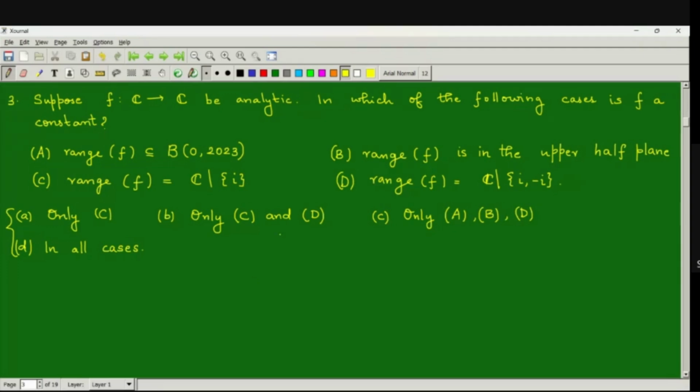So think about this. Recall all the theorems. Only C will be done. So only C. That means range of f will be C minus I. You are talking about the answer. Yes, ma'am. No, that is not the answer. Don't worry. Since you have openly interacted with me, I will let you know how it comes. But let others also think for a minute.